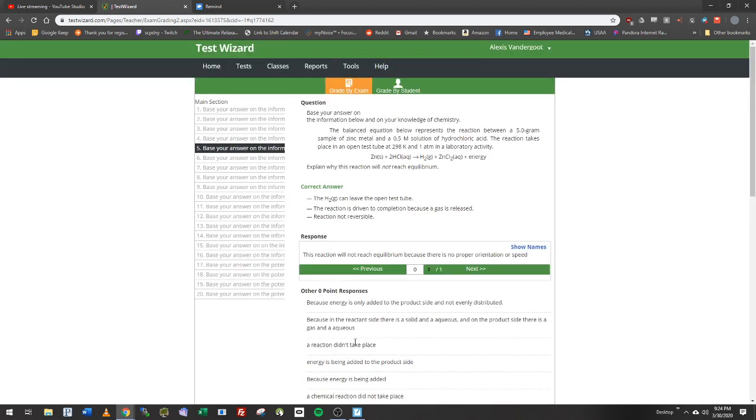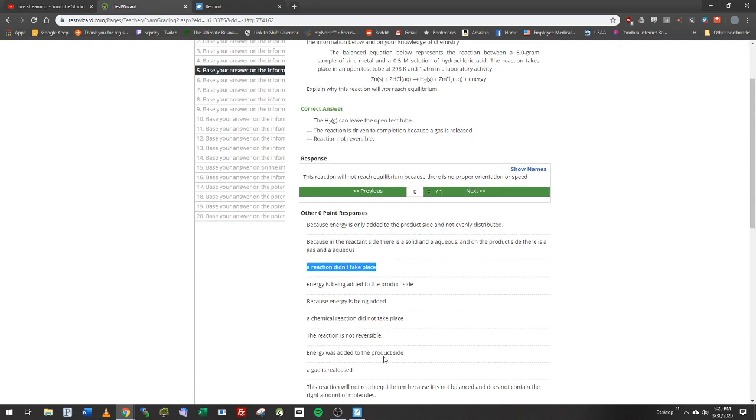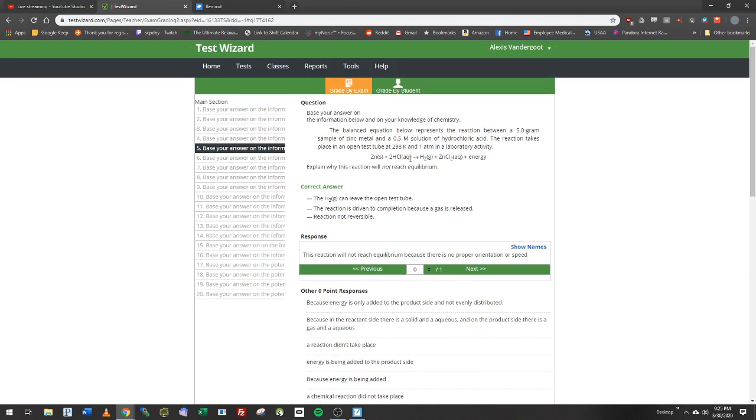There are things that I was taking a look at when people got this question wrong. A reaction didn't take place. A reaction did take place. Energy is being added to the products, which has nothing to do with the energy term. The reaction is not reversible. If you look at this, there's a one-sided arrow here, which may imply to you that this reaction is not reversible. But my question to you is, why? Why is this not reversible? Why can this not reach equilibrium? Because you're producing a gas and the gas is escaping.